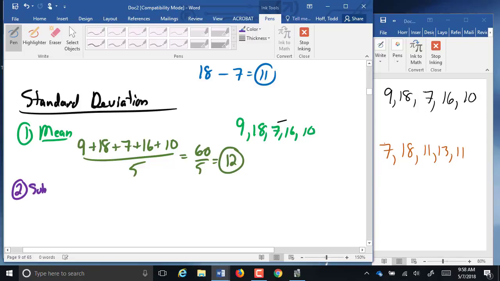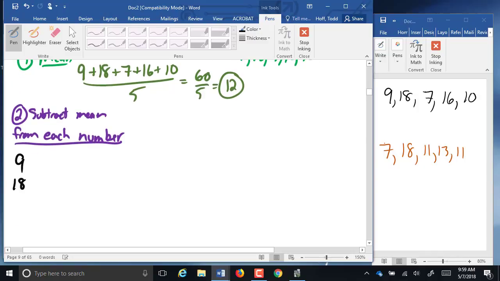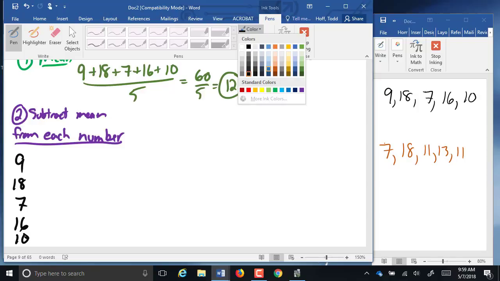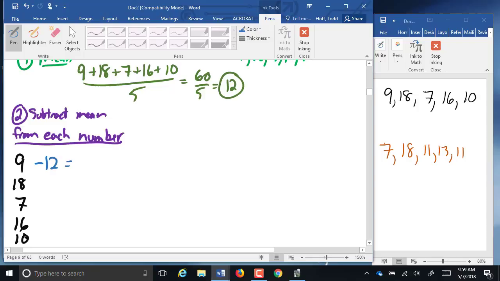Step 2. Subtract the mean from each number. So we've got 9, 18, 7, 16, and 10. We're going to subtract our mean from each of those. So 9 minus 12 is -3. 18 minus 12 is 6. 7 minus 12 is -5. 16 minus 12 is 4. 10 minus 12 is -2.